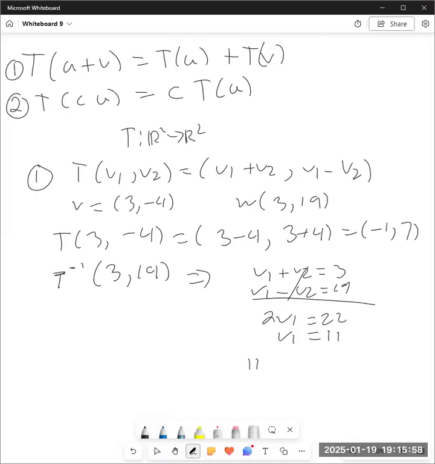If V1 is 11, then V2 is equal to -8. So that makes T inverse of 3, 19 equal to 11, -8. So there's my V1, there's my V2.